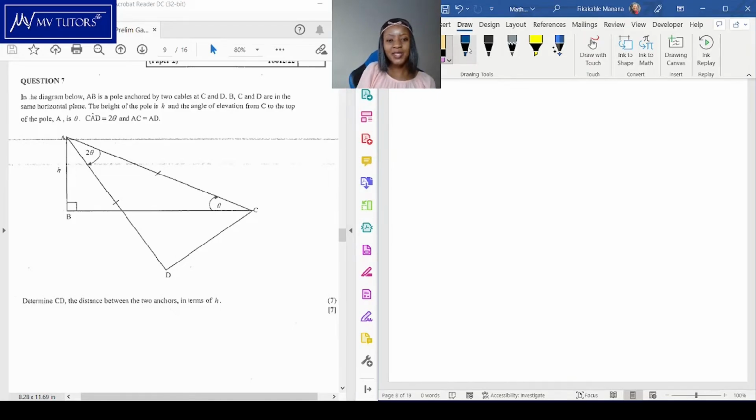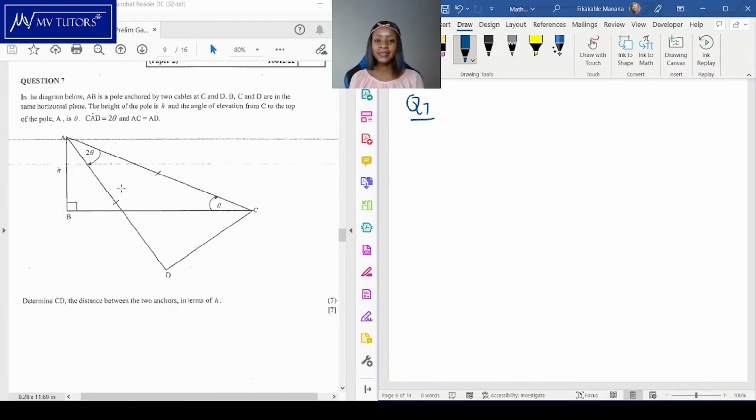Okay, now we're doing question 7. It says, in the diagram below, AB is a pole anchored by 2 cables at C and D. B, C, and D are in the same horizontal plane, so they're sort of on the floor. The height of the pole is h, and the angle of elevation from C to the top of the pole A is theta, and then the angle at A between C and D is 2 theta, and AC is equal to AD.